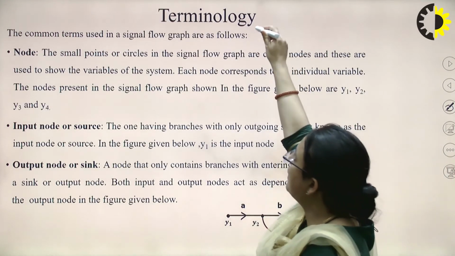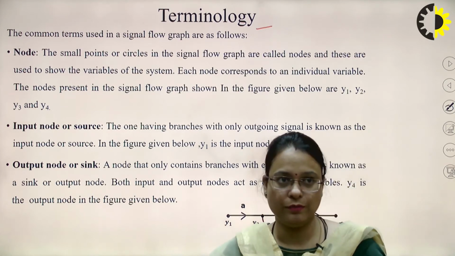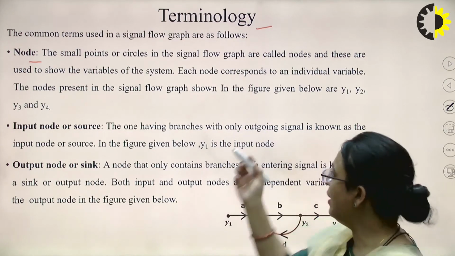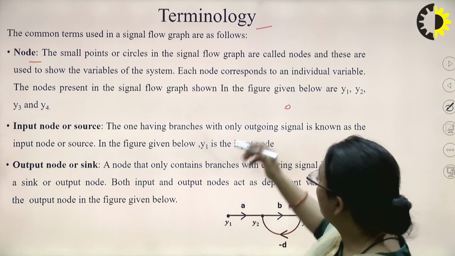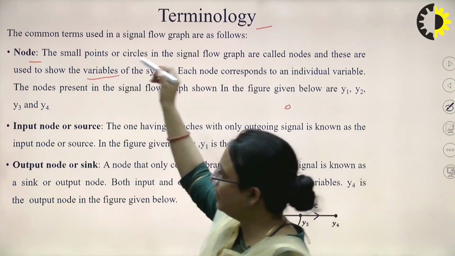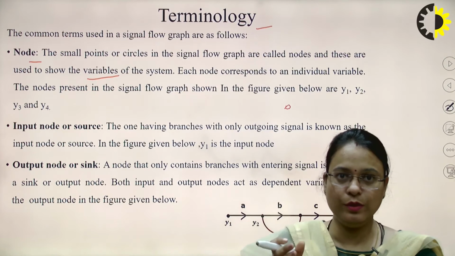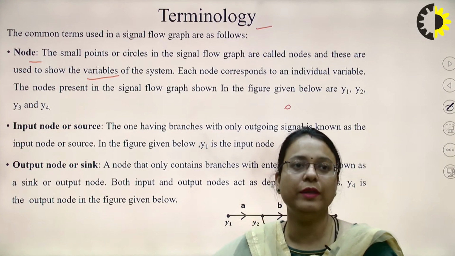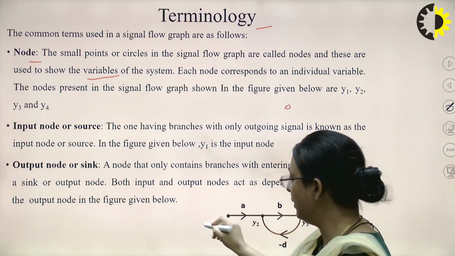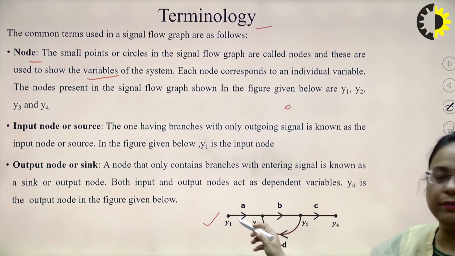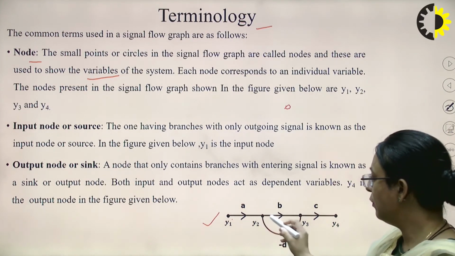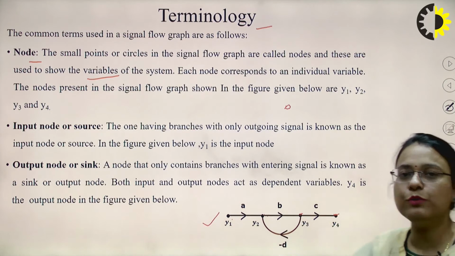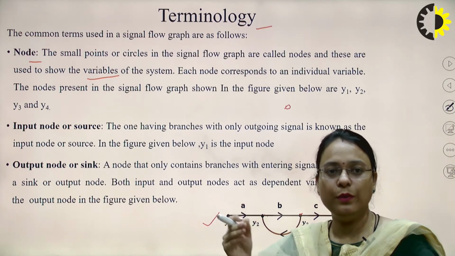Now the terminologies that are being used in defining the signal flow graph. I have already told you, first one is the node. The node is represented by small circles, and these are used to show the variables of the system. A separate node is assigned to each individual variable. You can consider this figure. Here we have 4 nodes, Y1, Y2, Y3 and Y4. That means the 4 variables Y1, Y2, Y3, Y4 are associated with the 4 nodes.